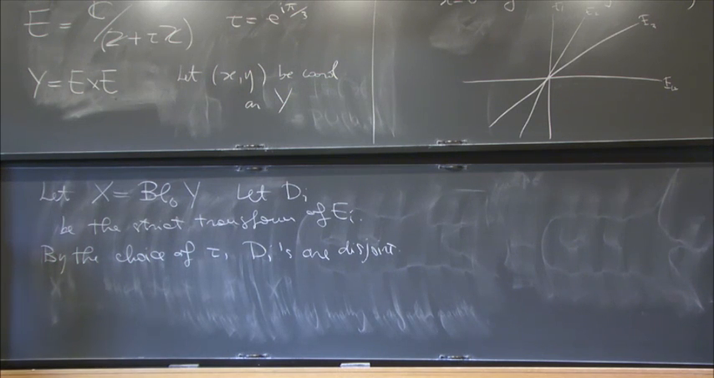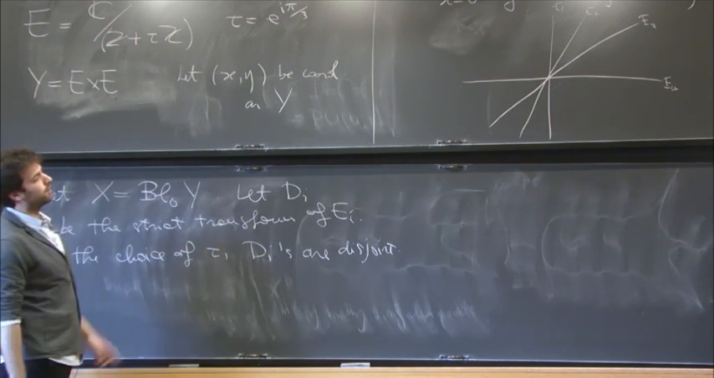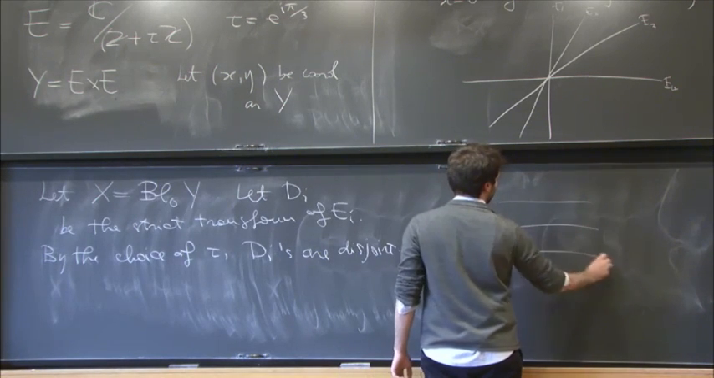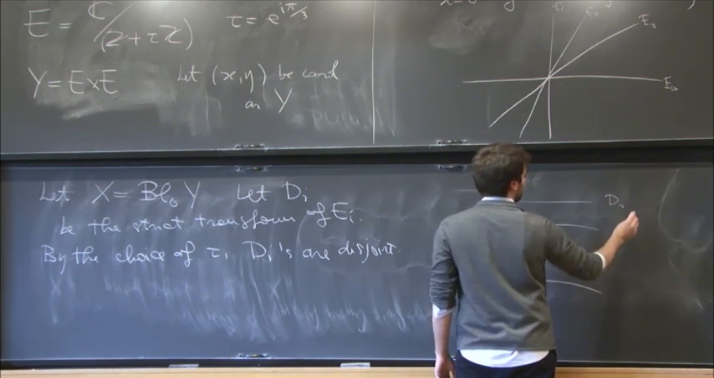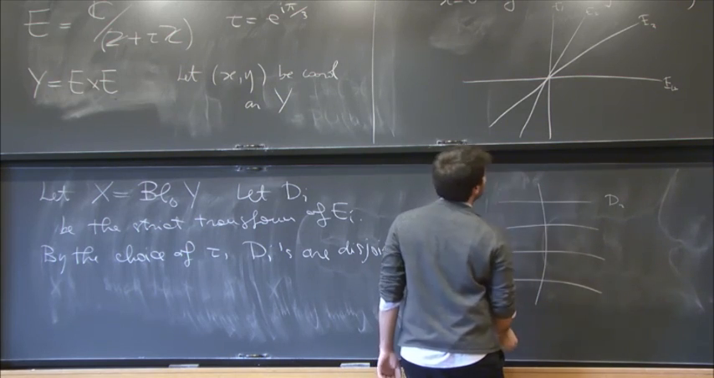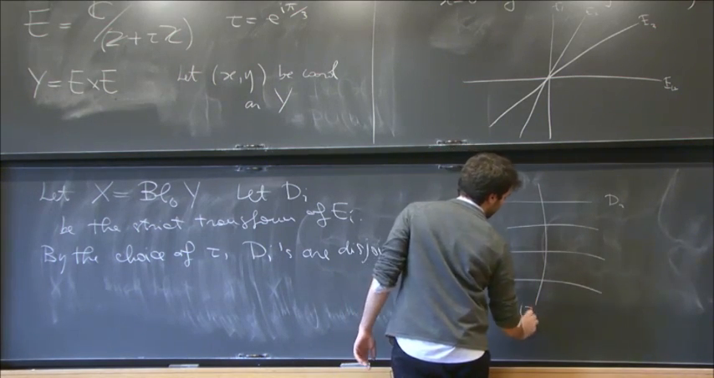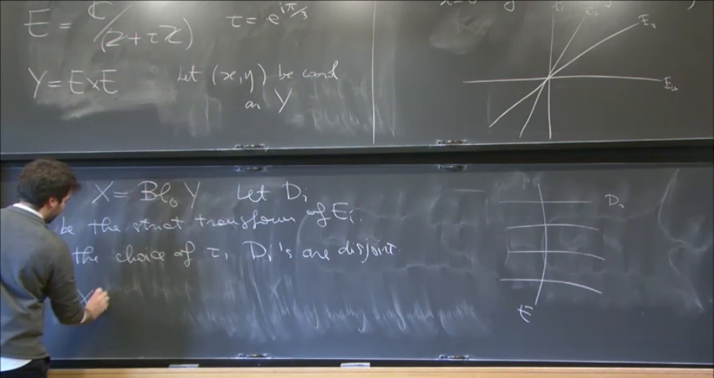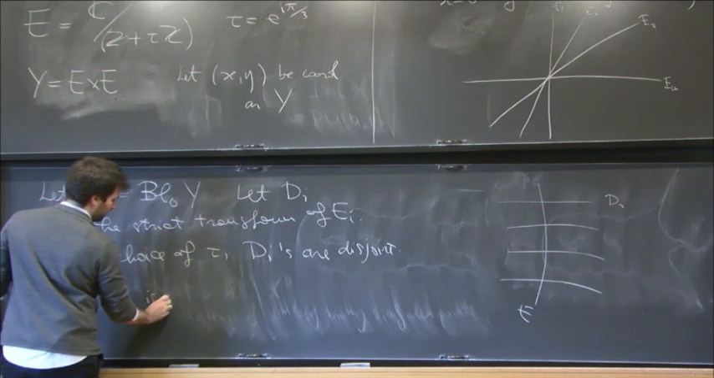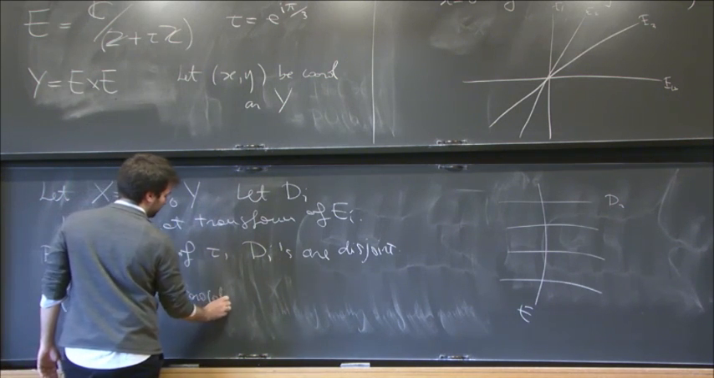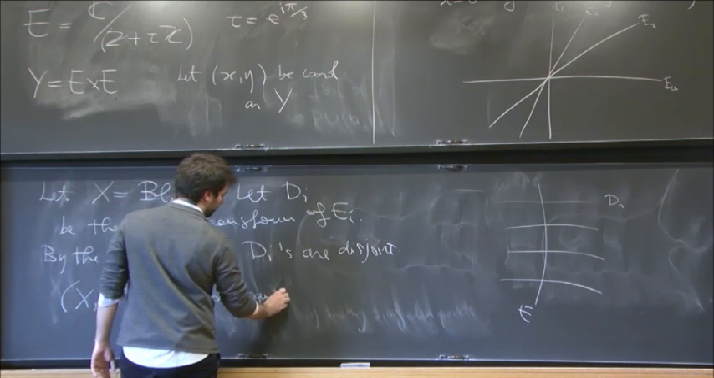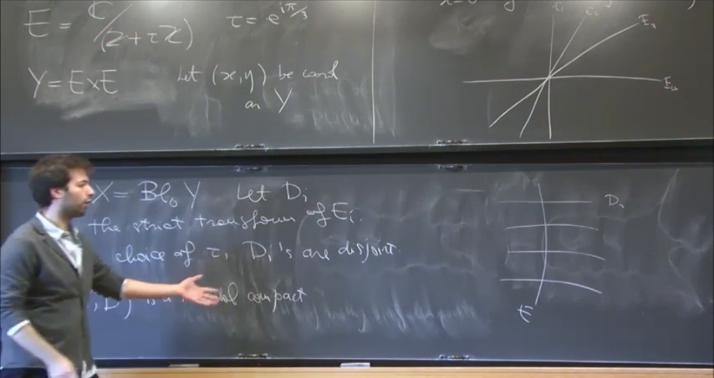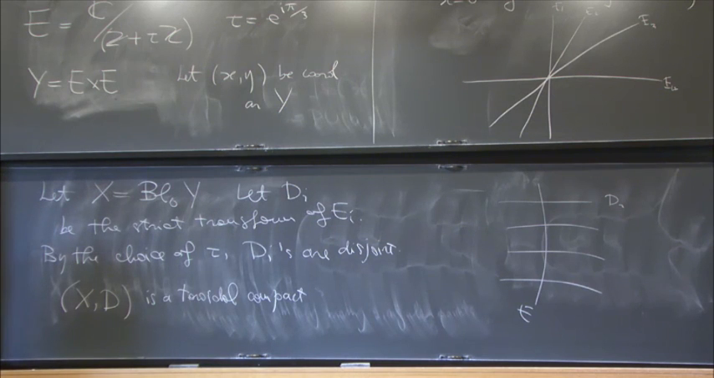Okay, so if you blow up this thing, then there are going to be these disjoint curves, the Di's, and then the exceptional divisor. And so I claim that (X, D) is a toroidal compactification, meaning it's a toroidal compactification of a hyperbolic surface.